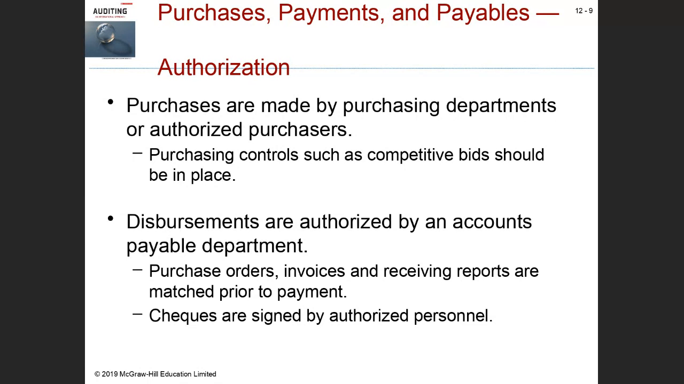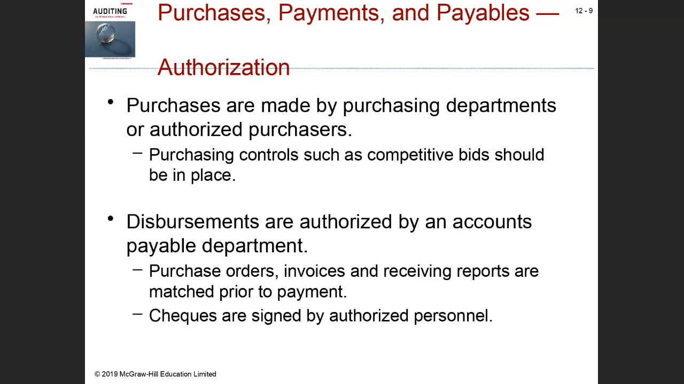And what I mentioned a few minutes ago was nothing will be paid until 3 documents are matched. The purchase order, being how much we wanted to purchase from the supplier, is matched with the receiving report, how much we actually receive from the supplier, which is matched to the actual invoice from the supplier, what we're being billed for. Those 3 documents have to match before a disbursement is approved. So that's one control over disbursements of cash, the matching of the 3 documents. That's the most important control in the purchase cycle.